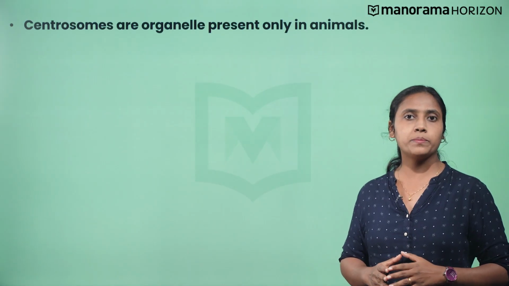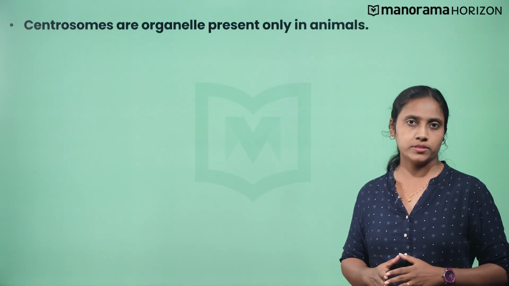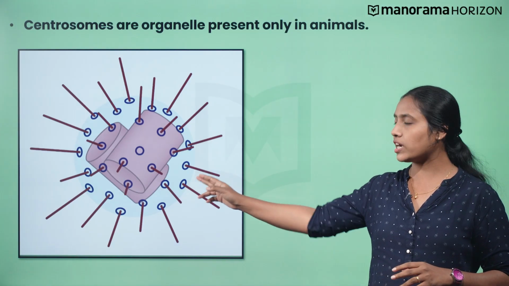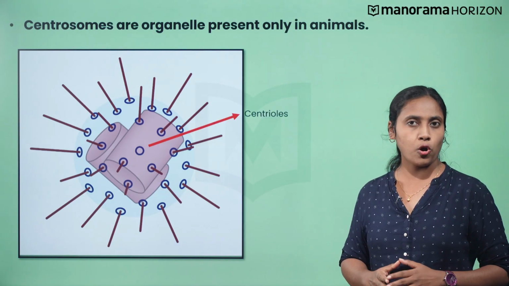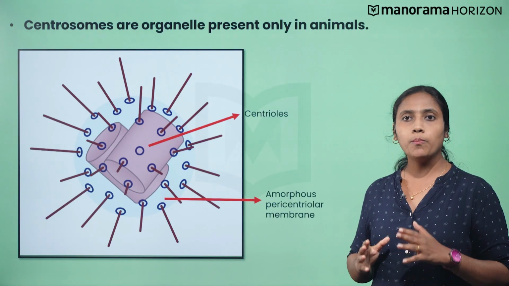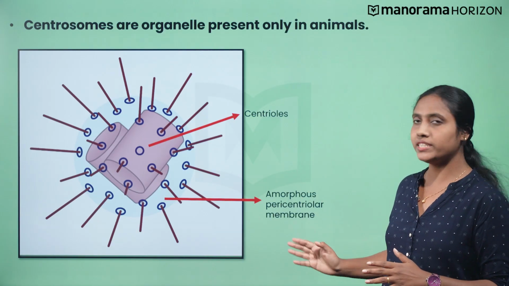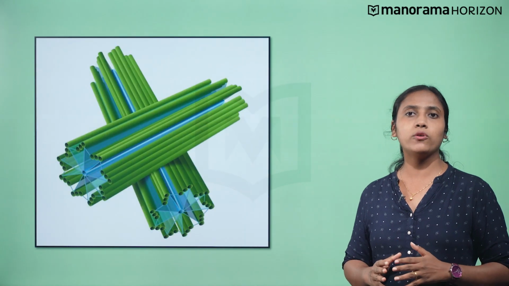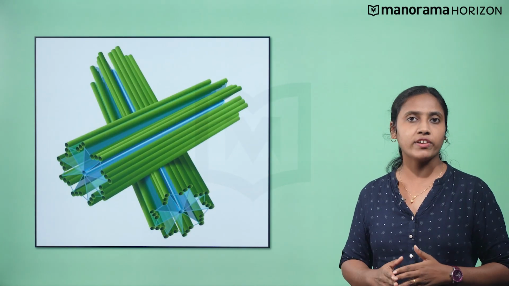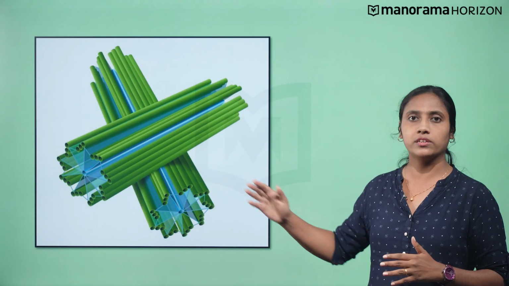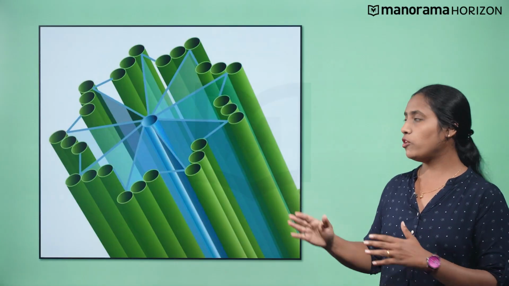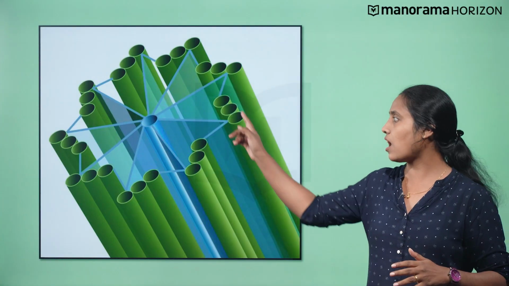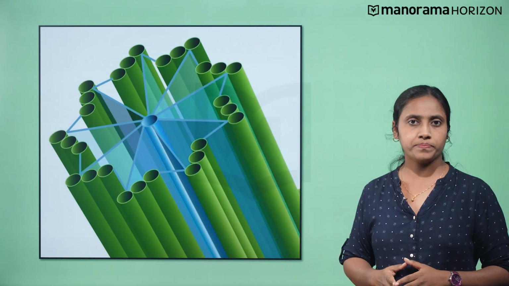Centrosomes are organelles present only in animals. Each centrosome contains two cylindrical structures called centrioles surrounded by amorphous pericentriolar material. The centrioles are aligned perpendicular, that is at an angle of 90 degrees to each other. Now, if you look at the screen, you can see that centrioles have a cartwheel-like structure.